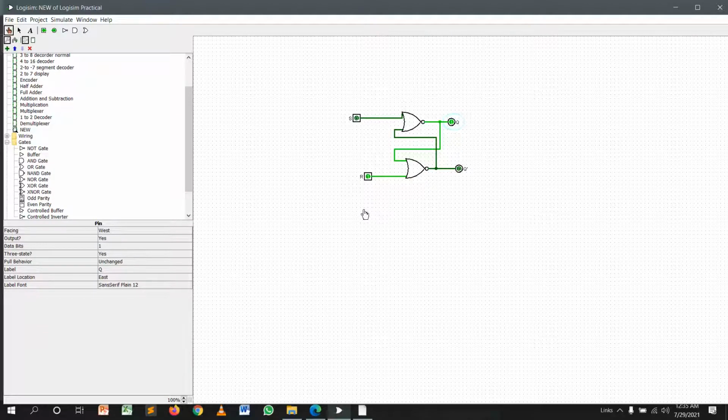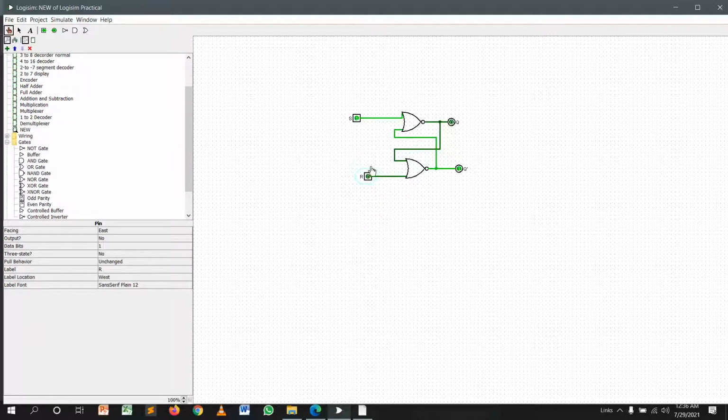Then I'll input reset as 1. You can see Q is 1. Then I set reset 0 and set is 1. You can see Q bar is 1. Then I'll input both values, and in this circuit it shows no valid value. Therefore, this is the invalid situation of this circuit.